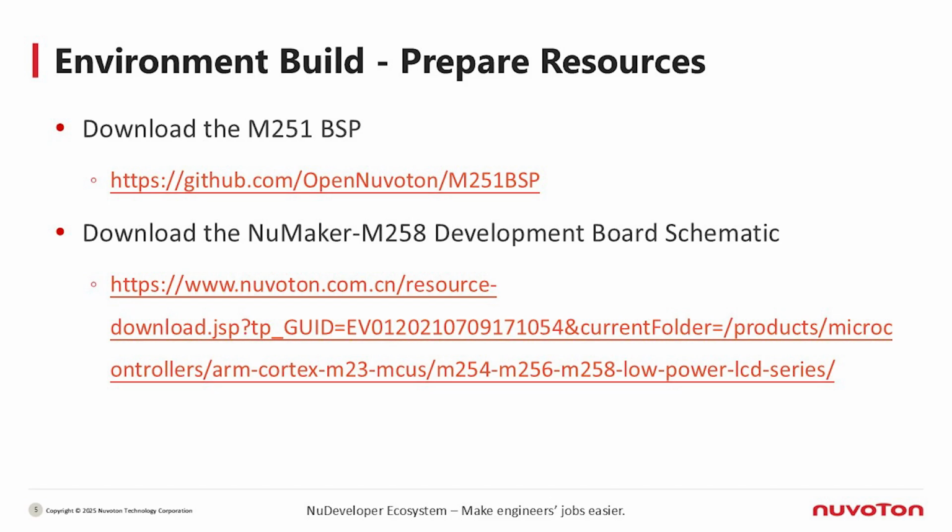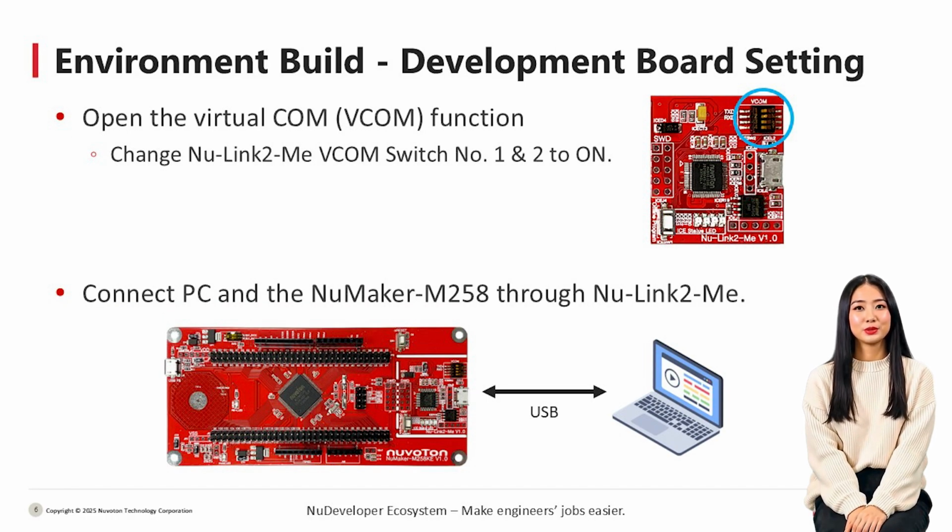Next, we need to build a touch key calibration environment. First of all, we need to prepare the resources. In addition to preparing the development board, we also need to obtain the M251 BSP and development board resources from the above website. Then we need to set up the development board. There is a Nu-Link-Me on the development board. You need to change the Nu-Link-Me virtual COM switch number 1 and 2 to on. Virtual COM is used to communicate with Touch View. The development board is connected to the PC via the Nu-Link-Me.